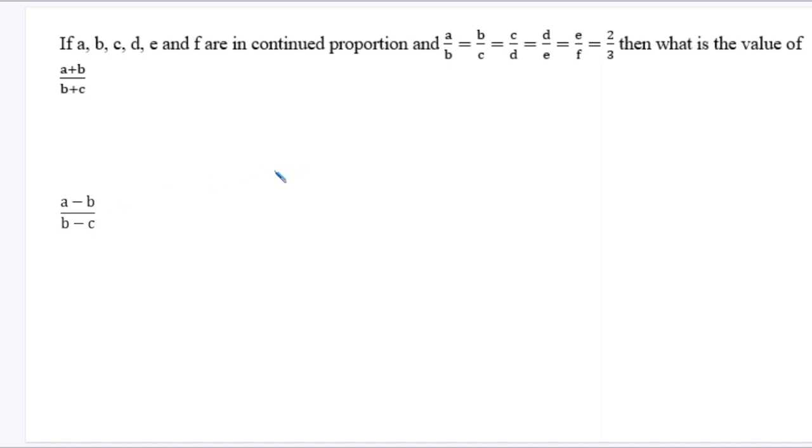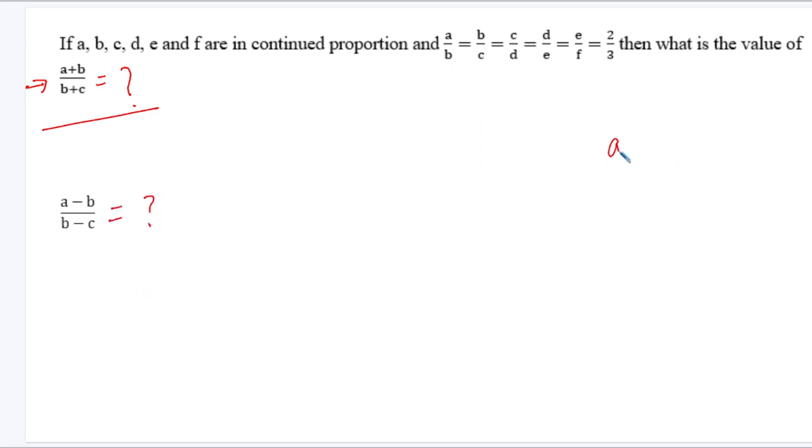Moving to the next part, it's about continued proportion. You have so many variables involved, then what to do? Then A, B, C, D, E, and F are in continued proportion. You have A over B equal to B over C equal to C over D, D over E, E over F equal to 2 over 3. Then they ask you for the values of some expression. For example, they ask you A plus B over B plus C's value. They ask you for A minus B over B minus C's value.